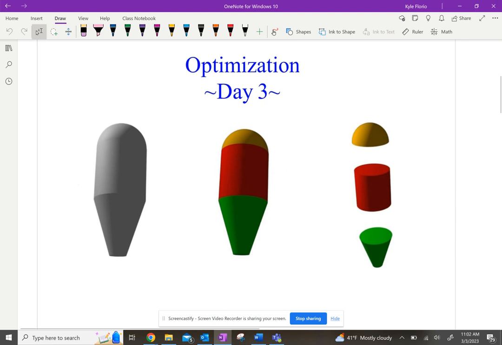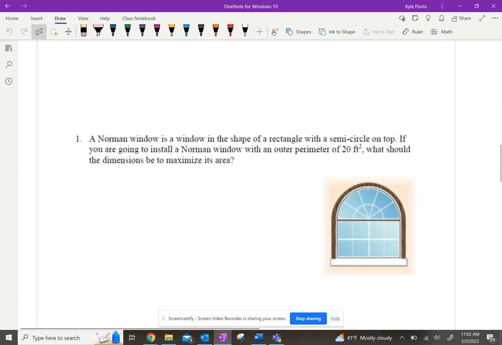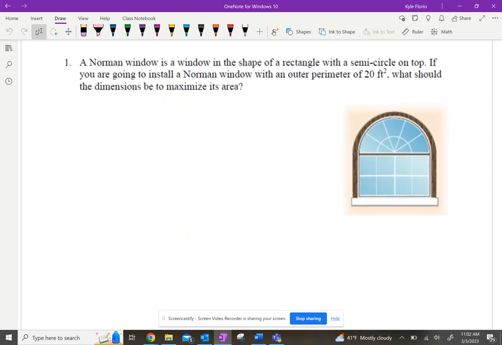Welcome, calculus class. This is optimization day 3. It's going to be one example before you guys can start doing the practice problems on your own. The example should be written down for you.